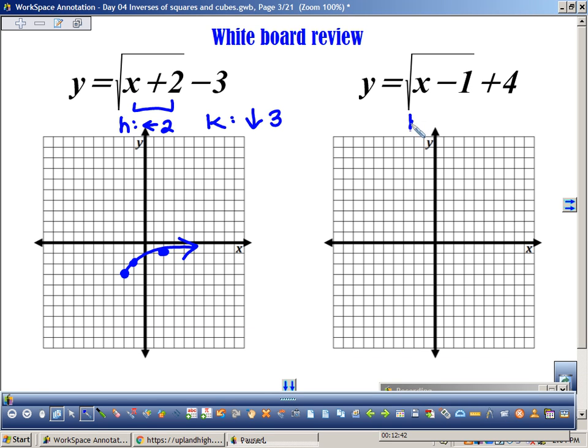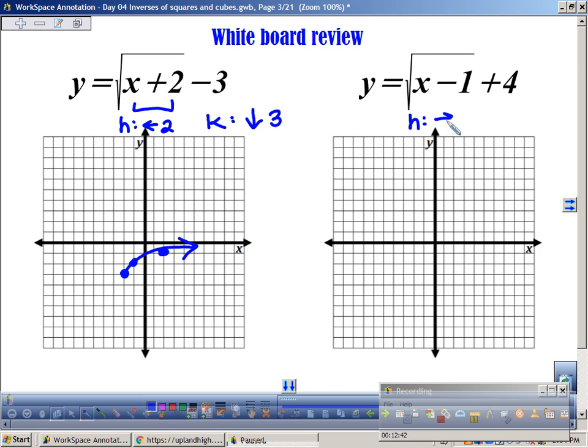Okay, let's do this one. See, guys, this is looking a lot better. So H, my horizontal, is going to be over to the right 1, right? Because the opposite of -1 is +1. And my vertical shift, or transformation, is going to be up 4. So I'm going to go over 1 and up 1, 2, 3, 4. And from that point, Freya, how much am I going to go over? 1. Kayla, what am I going to do from here? Over 3 more.